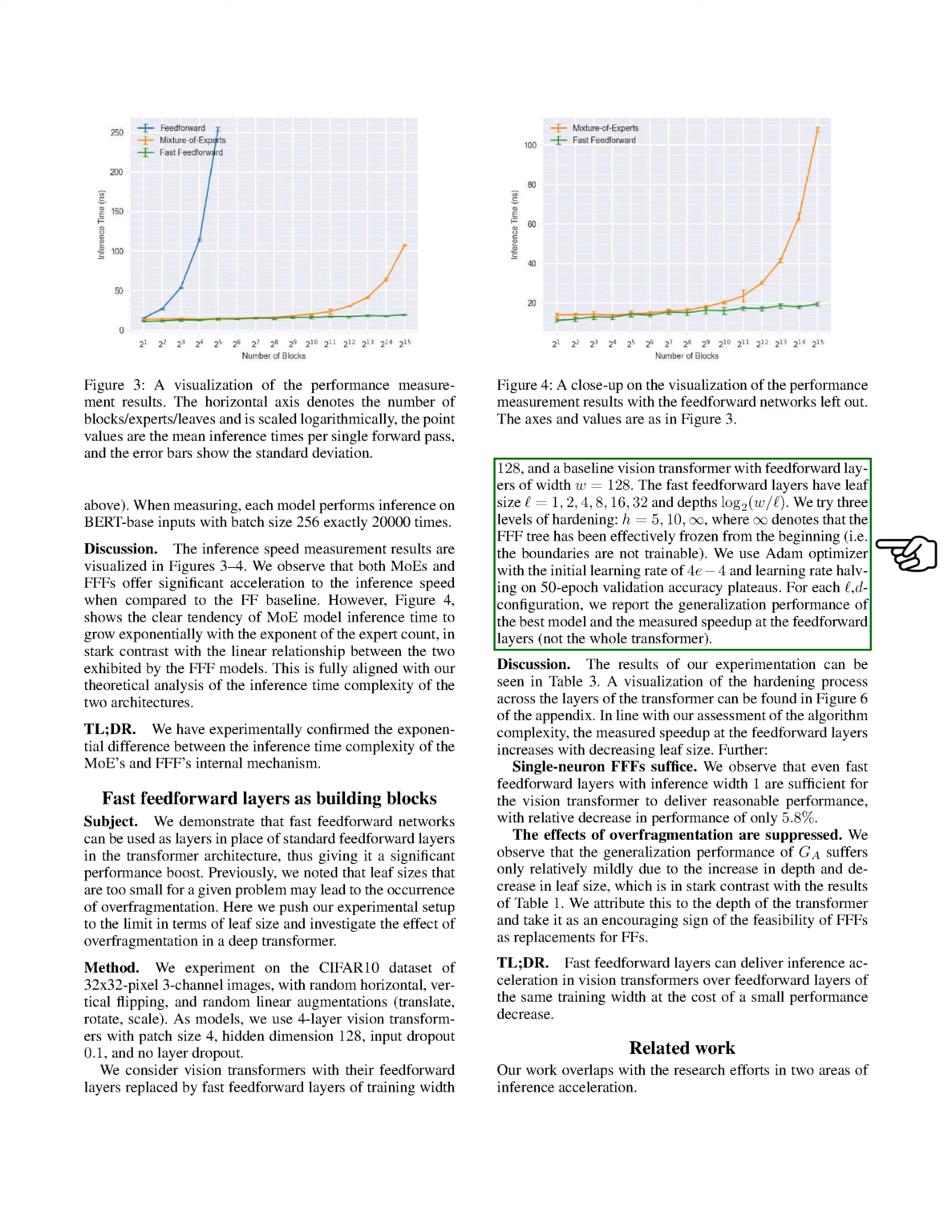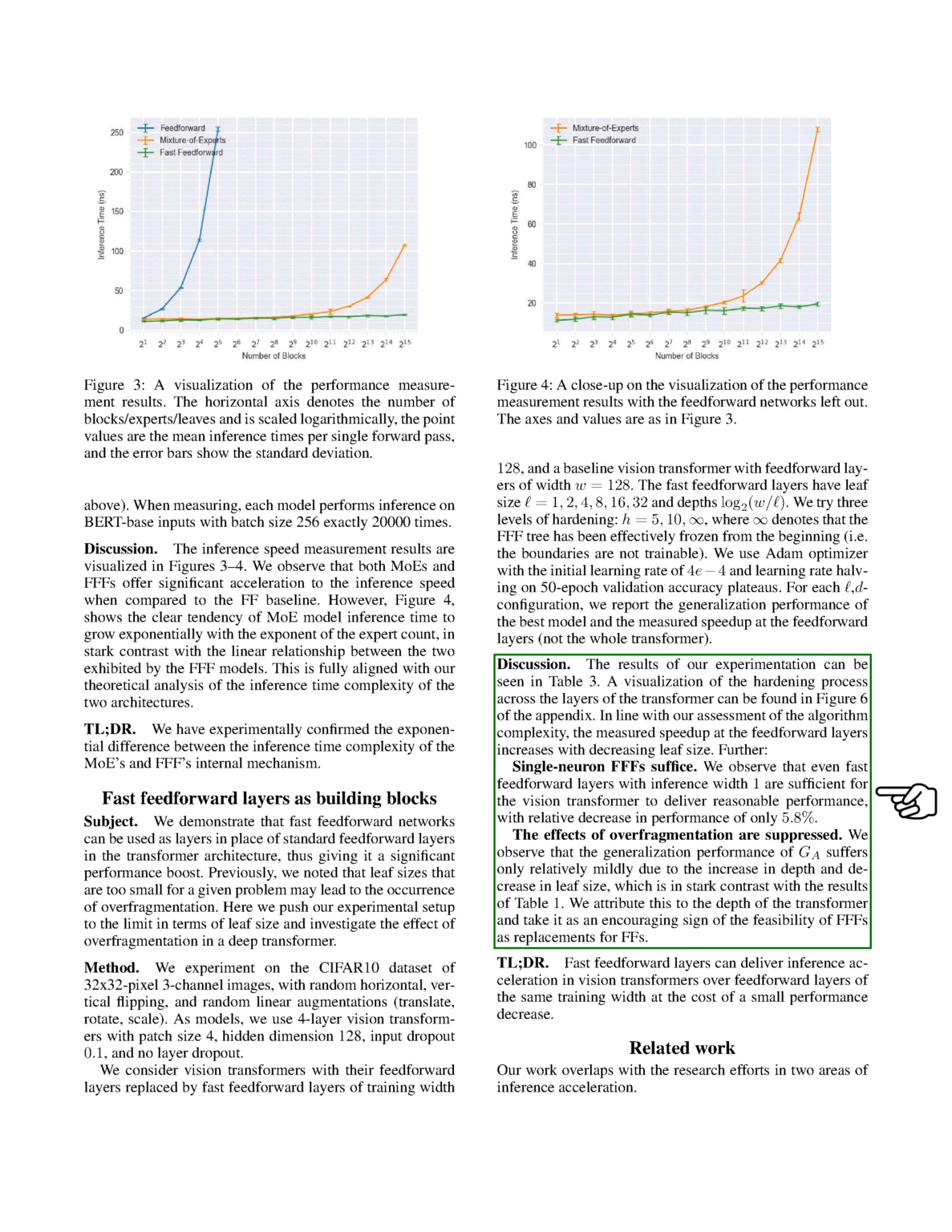Our findings. The outcomes of our experiments are presented in the accompanying table. A visual representation of the hardening process across the transformer layers can be found in the appendix's figure. As expected from our algorithm complexity analysis, the speed increase at the feedforward layers grew as the leaf size decreased. We found that even fast feedforward layers with an inference width of 1 were enough for the vision transformer to perform reasonably well, with only a 5.8% decrease in performance.